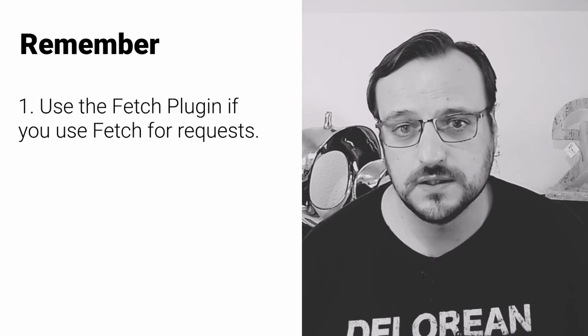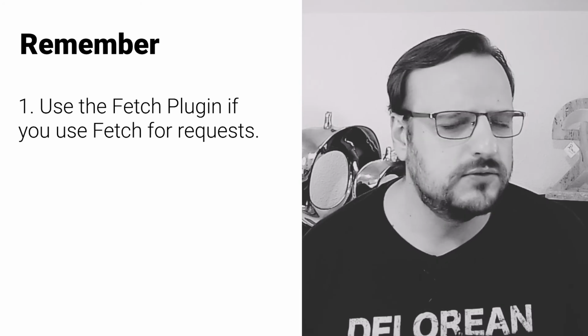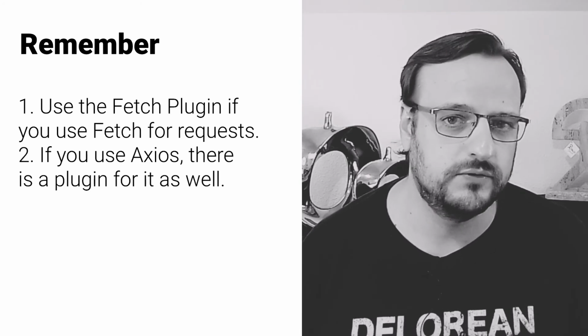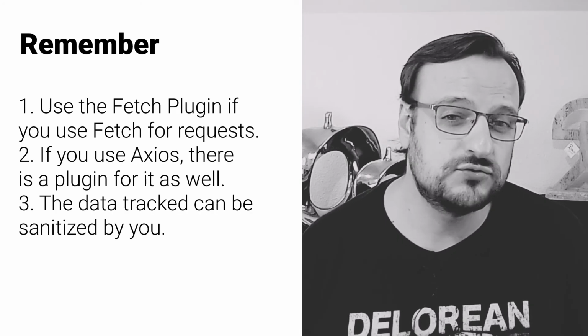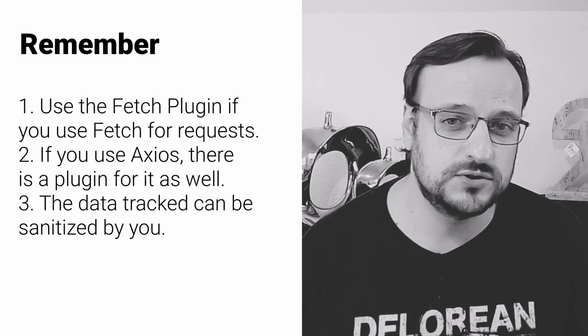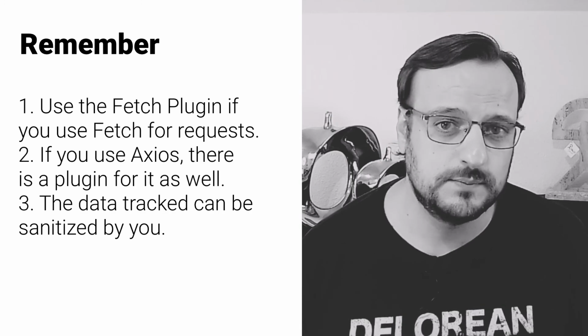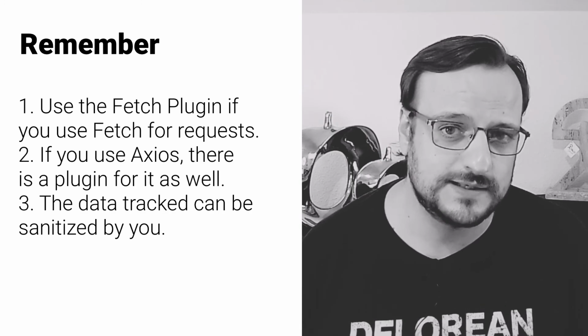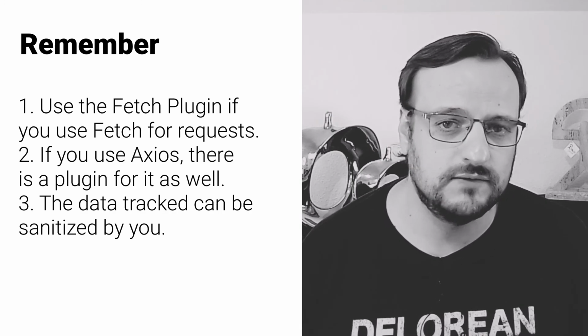So remember, if you're using fetch for your network requests, then you can use the fetch plugin to track that information. If you're using Axios instead, we also have a plugin for that, so check our documentation. The data being tracked is not automatically sanitized, but you can easily do so with a custom function that acts as a sanitizer. You can influence both the request and the response data that gets tracked, so you can sanitize everything you need from there.